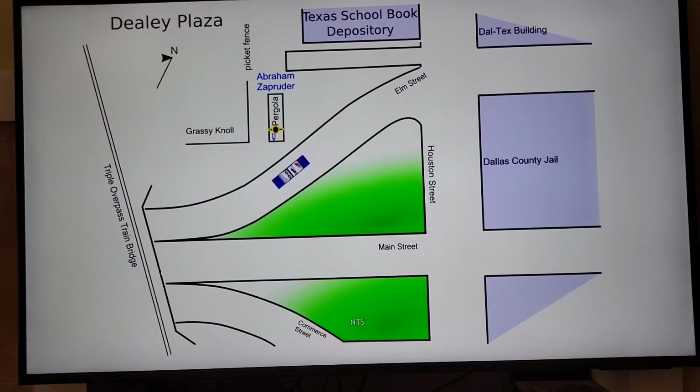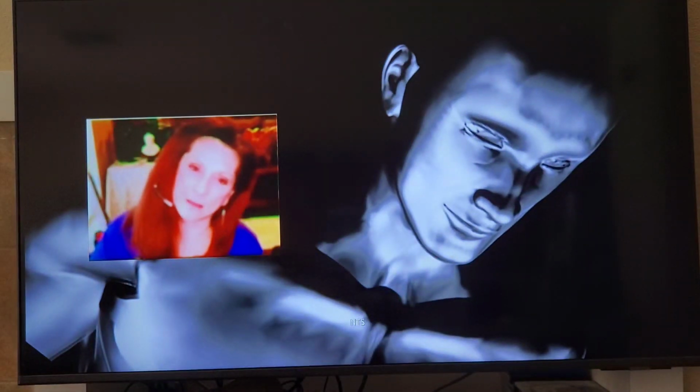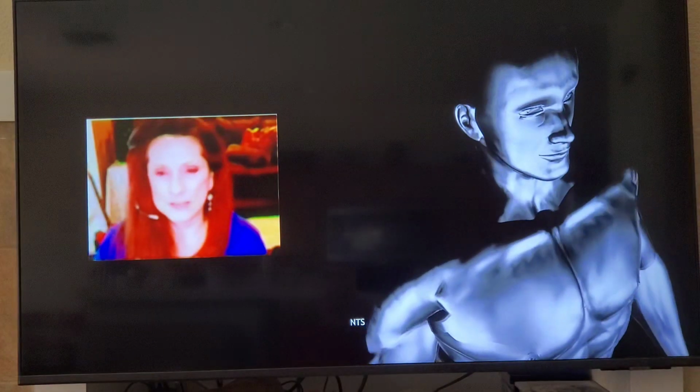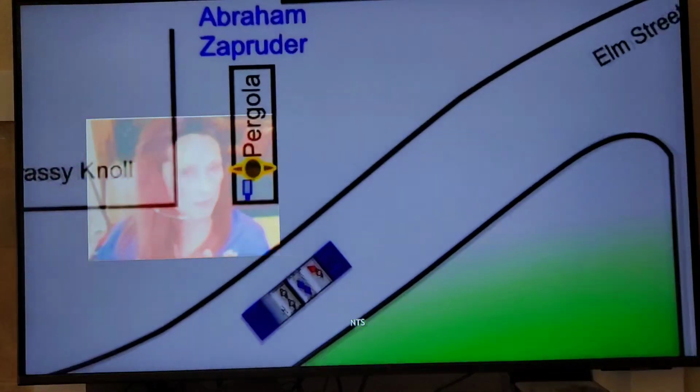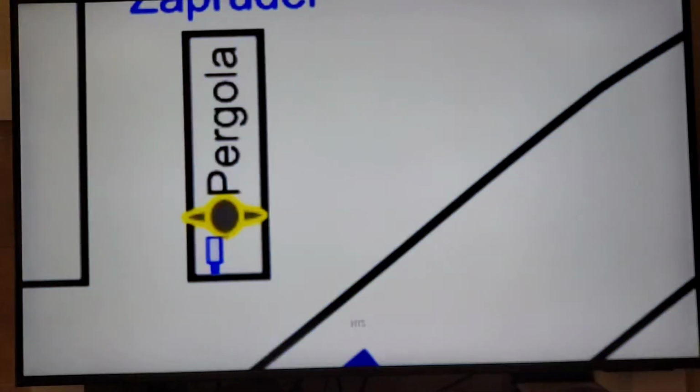So they measured how much the head is tilted down, how much the head is tilted to the side, and how much the head is turned from profile as reference to Zapruder. So if Zapruder is at a 90-degree angle, he is turned beyond the 90-degree angle a certain degree. Now, both of these men came up with 26 degrees.